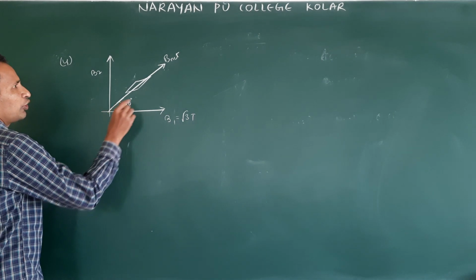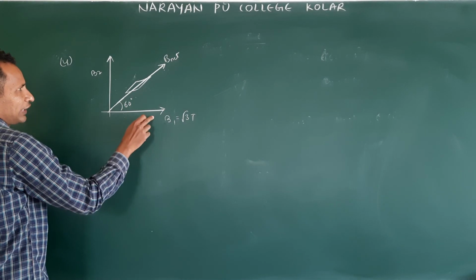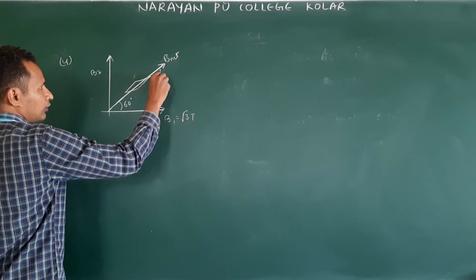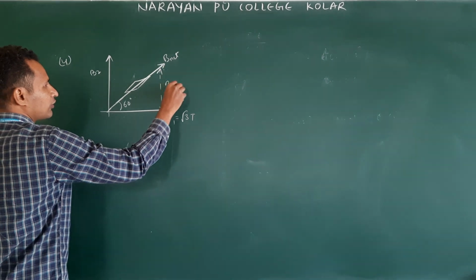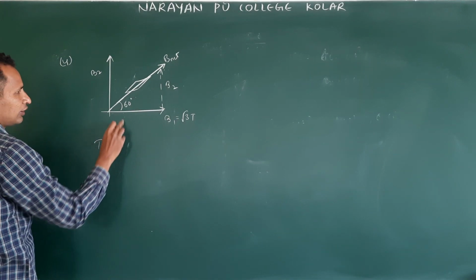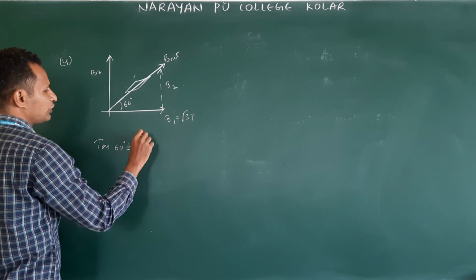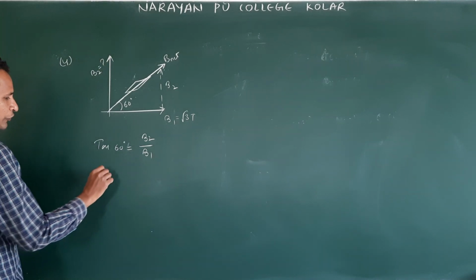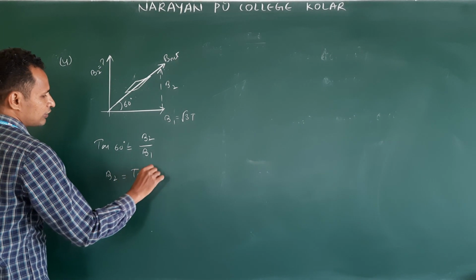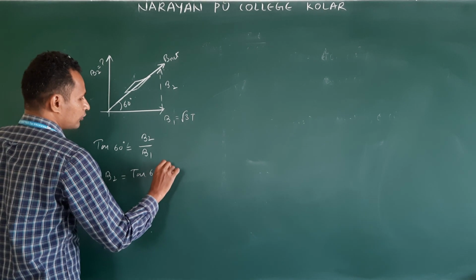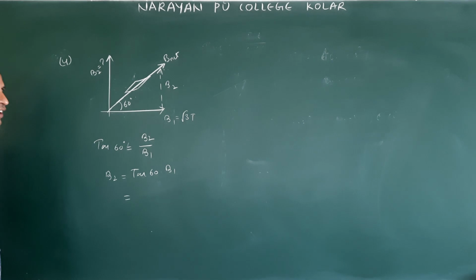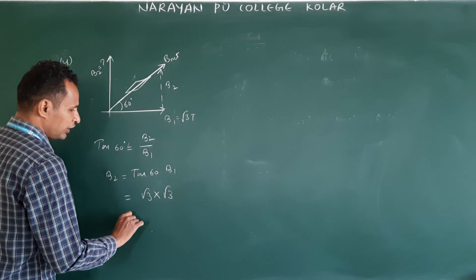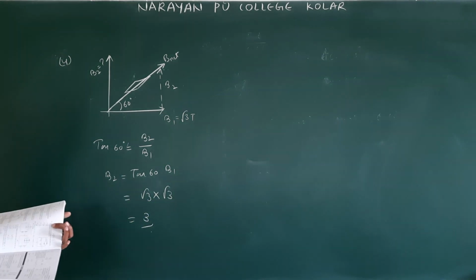So how do you write? These all are vectors. This is the resultant vector. This is the B1 vector. You slide B2 here. This is the B2 vector. Then what do you write? Tan 60 is equal to the opposite side B2 by B1. They are asking for the other field. So B2 is equal to tan 60 times B1. Tan 60 is sin 60 by cos 60, which is root 3. So root 3 into B1, which is root 3. Root 3 into root 3 is 3. So 3 Tesla.